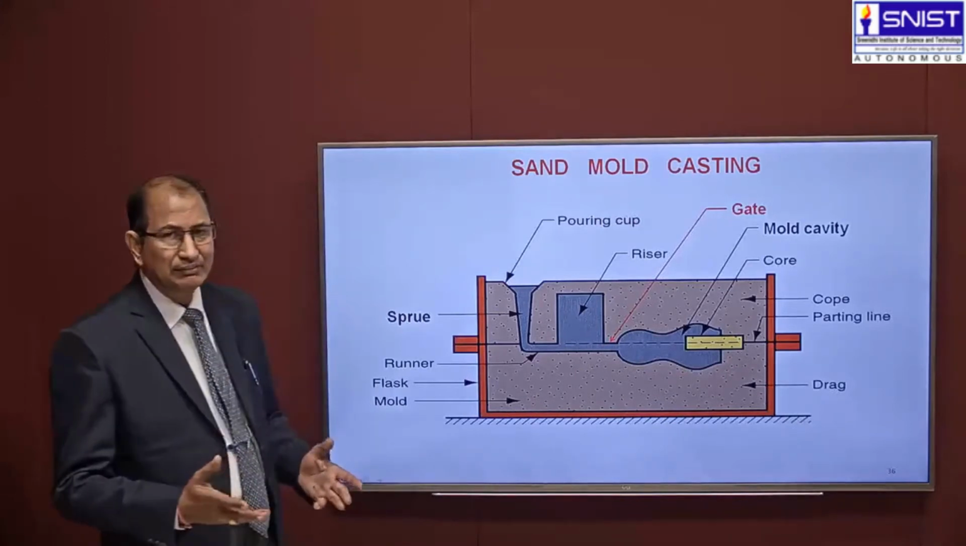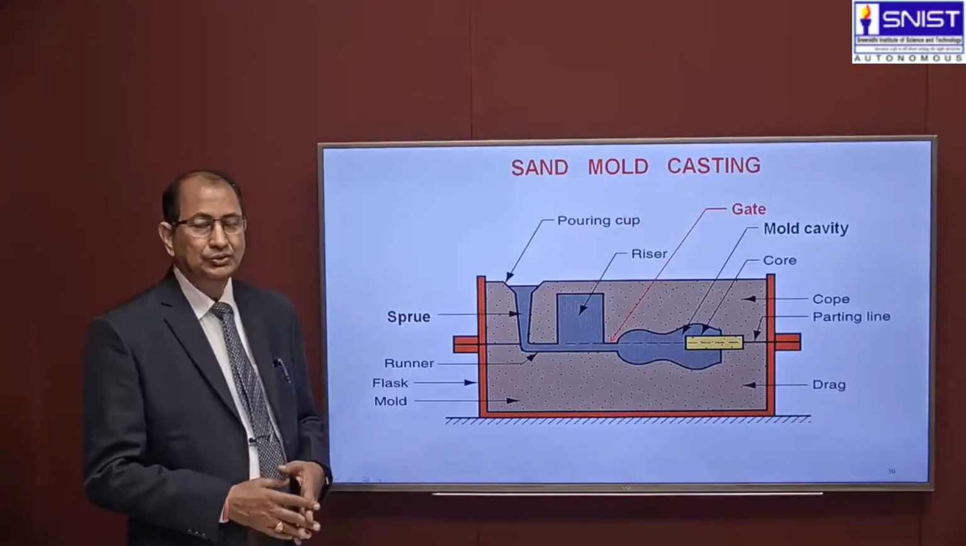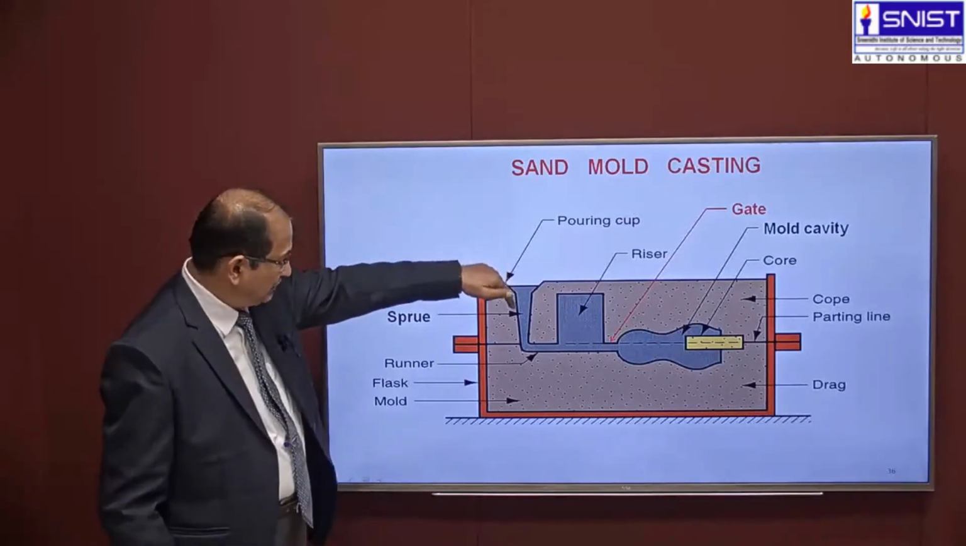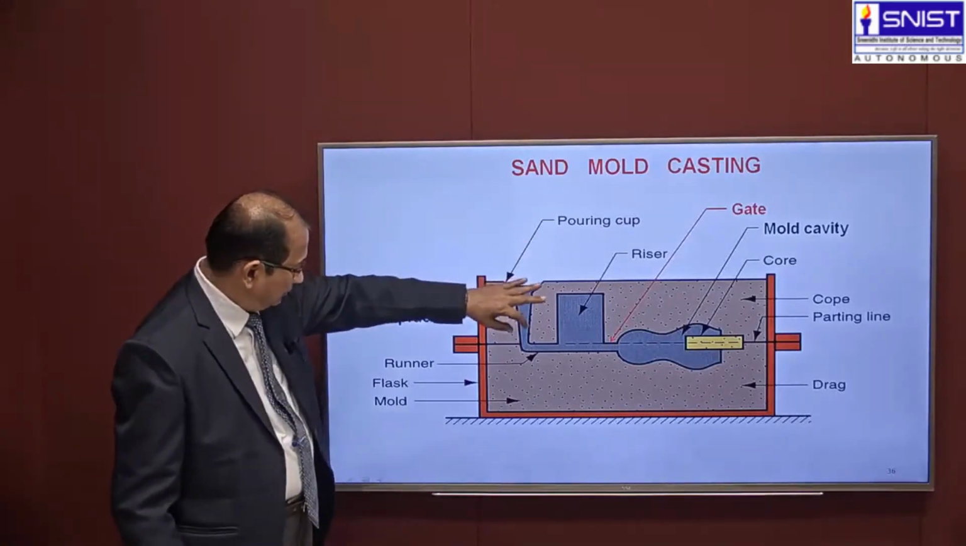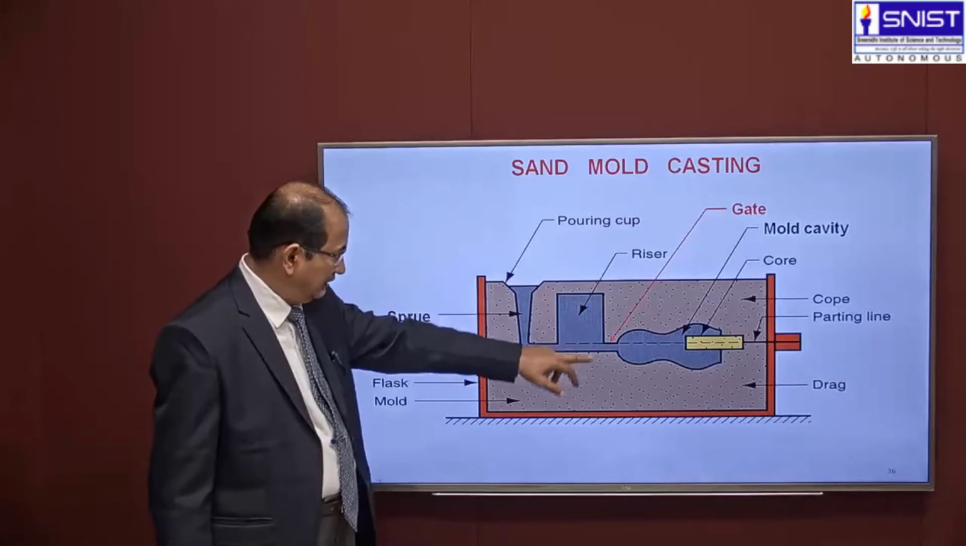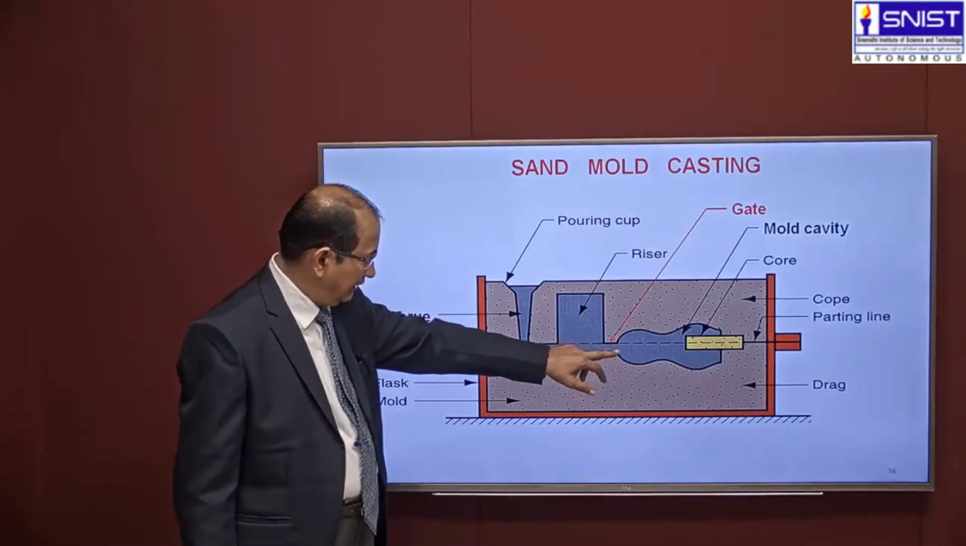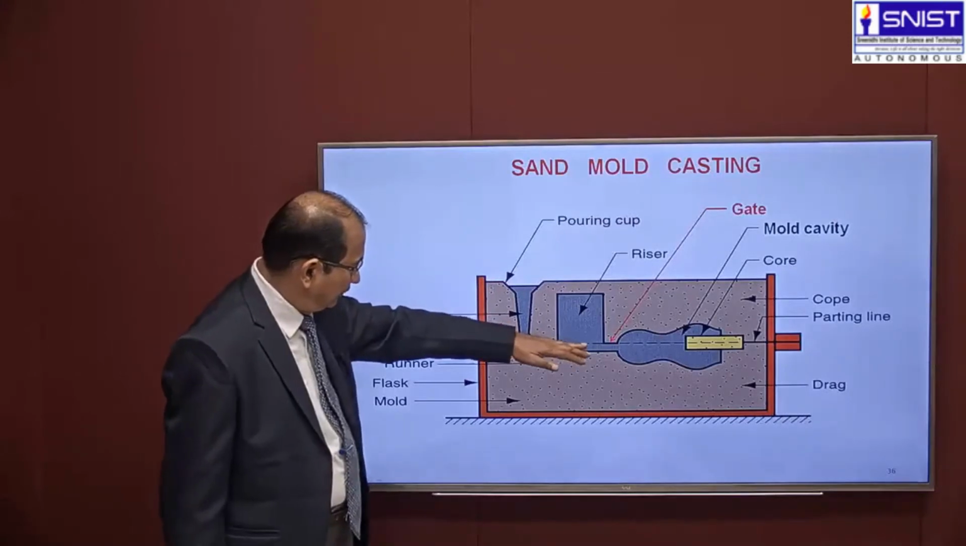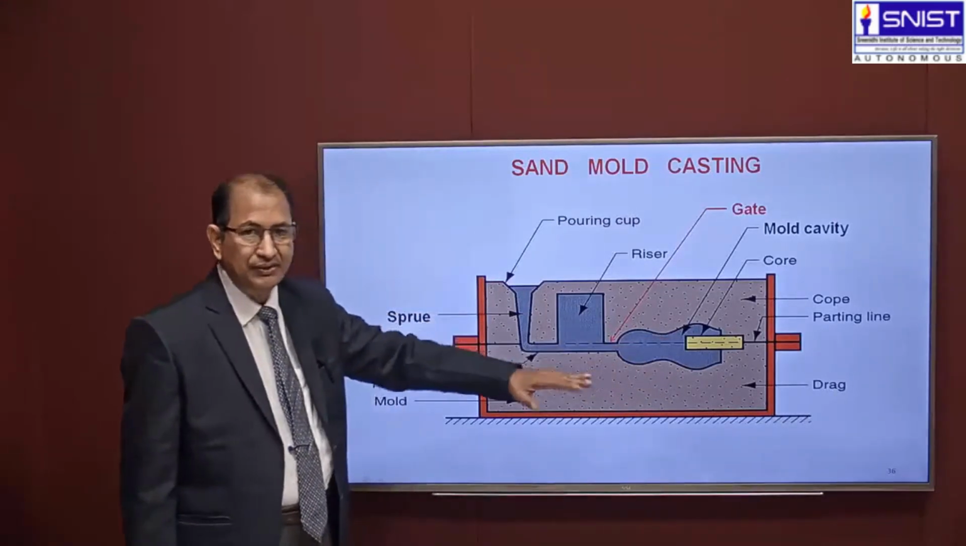So essentially in sand mold casting, what one does is melt metal in a furnace and pour the molten metal into this cavity. This is a pouring cup and sprue, and then the runner, and this is the riser, and this is the runner and a gate into the mold cavity. That means molten metal will flow into this mold cavity and then solidify.